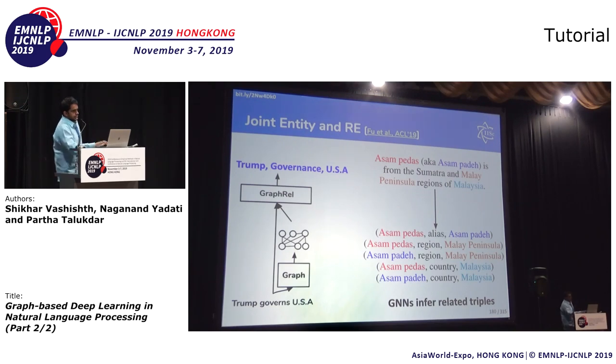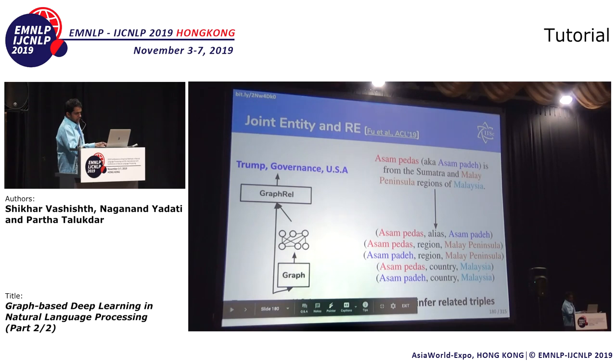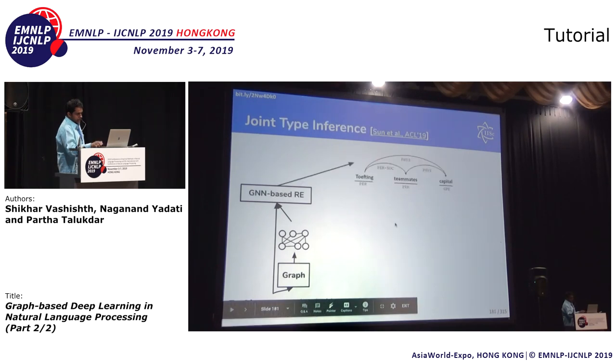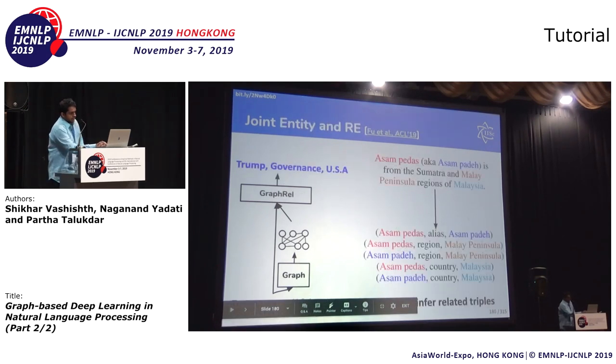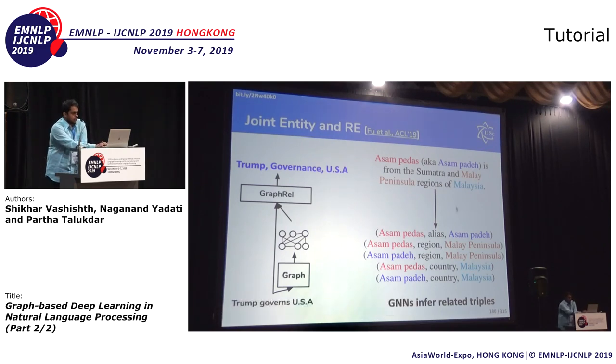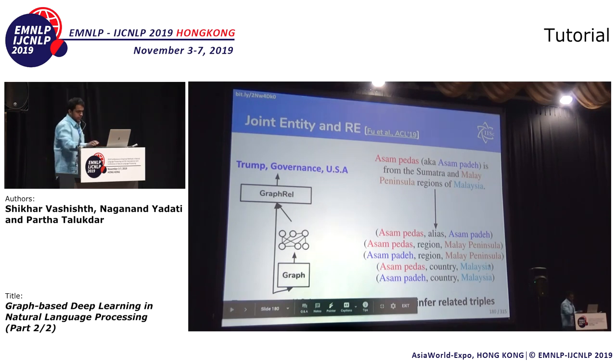A simple case study: we have Assam Peras is from the Sumatra and Malay Peninsula regions of Malaysia. As we can see, these are the extracted triplets. The main takeaway here is that this joint model is able to figure out that Assam Pade is actually an alias of Assam Peras. It also extracts triples like Assam Pade, region, Malay Peninsula. That's the main takeaway.